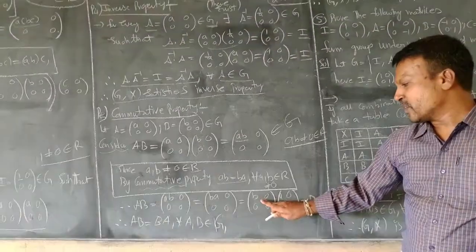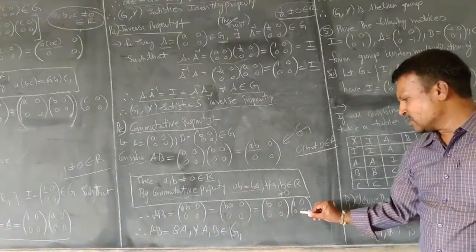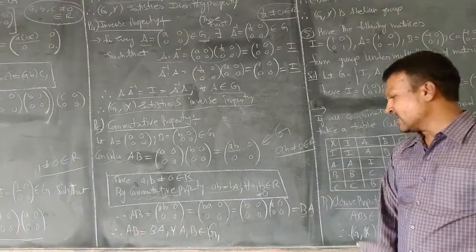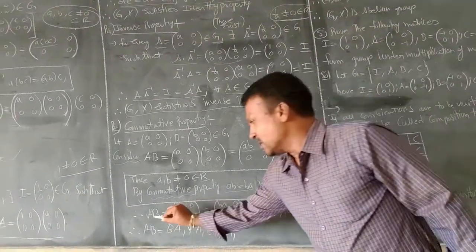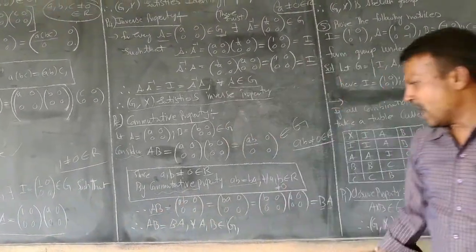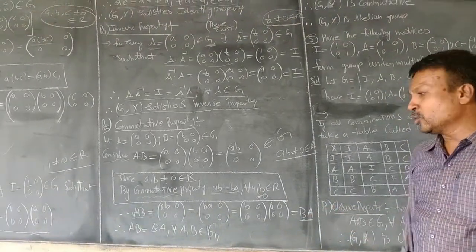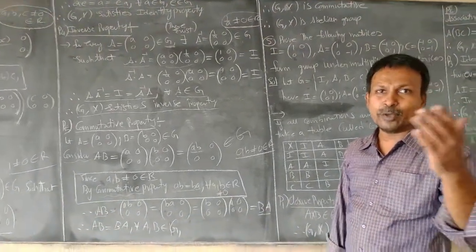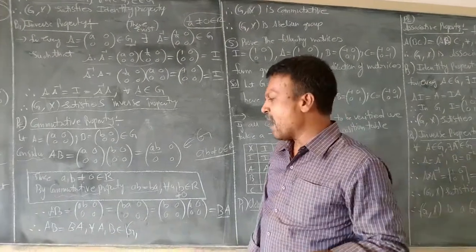Right. Instead of this first matrix, I will take capital B. Instead of the second matrix, I will take matrix capital A. Therefore, at the beginning we have considered capital AB, and at the end we have proved that it is equal to BA, which is nothing but the commutative property with respect to multiplication of matrices.